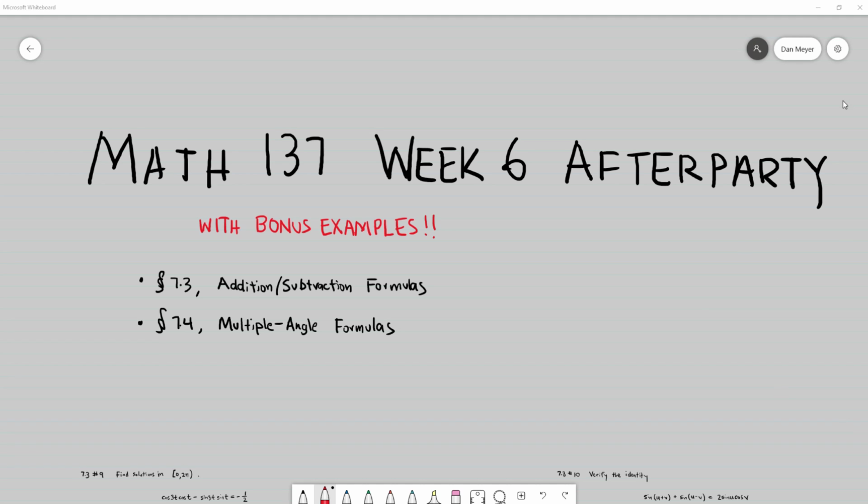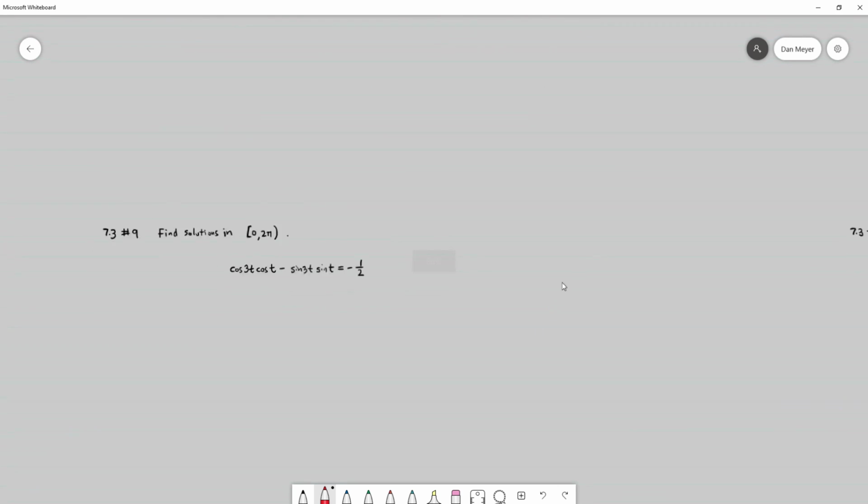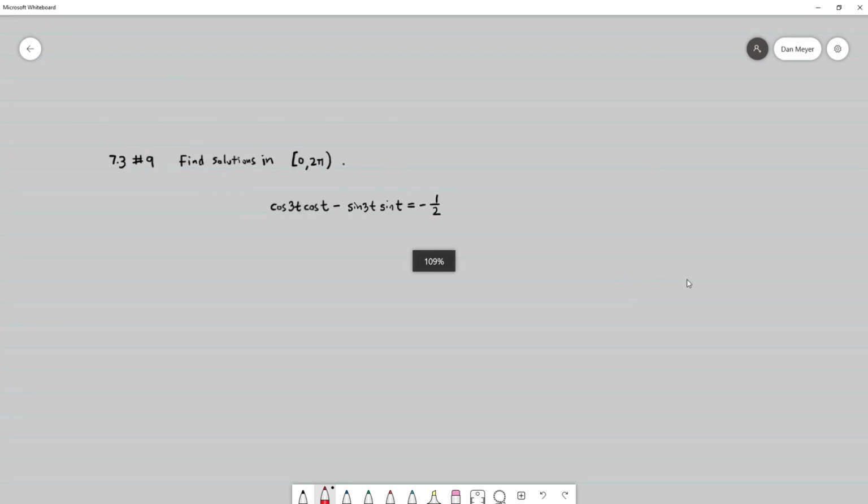We're going to go through some of the worksheet problems that we weren't able to get through in class, as well as a few extra examples to get some practice using the addition and subtraction formulas from section 7.3 and the various double and half angle formulas from section 7.4. Let's go ahead and start with one of our worksheet examples.